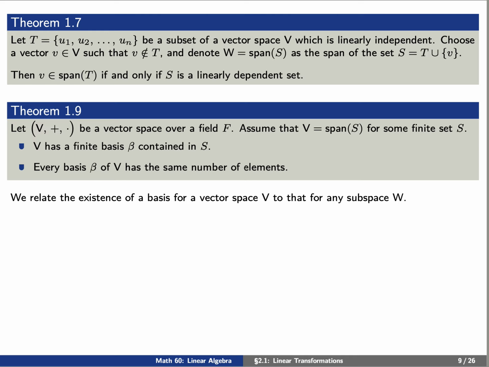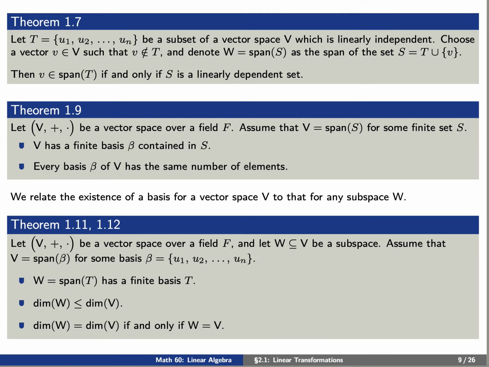Finally, we can relate the existence of a basis for a vector space V to that of any subspace. We have three statements. Let W be a subspace for V, and let's assume that V has a finite basis beta. First, W has a finite basis T. Second, the dimension of W is less than or equal to the dimension of V. And third, the dimension of W equals the dimension of V if and only if W equals V as vector spaces.